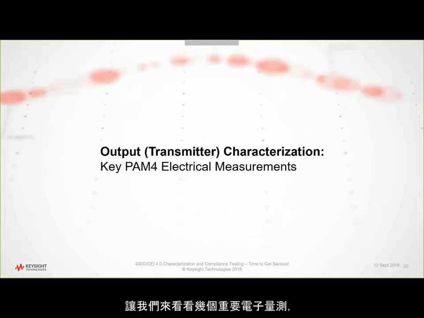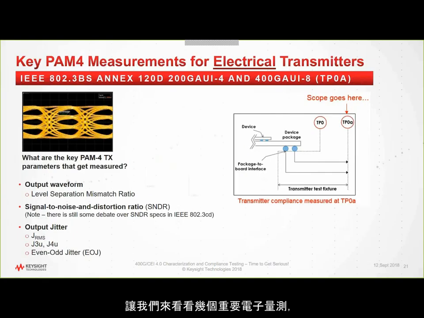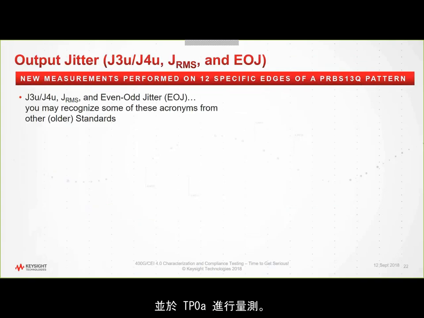So looking at some key electrical measurements, as an example at TP0A for 802.3BS, there's level separation mismatch ratio or linearity, there's SNDR, and several key measurements around output jitter, JRMS, J3U, J4U, and even an odd jitter. And you can see that those measurements are made at the end of a test fixture, TP0A. You can't reliably measure at TP0, so the standard allows for a certain amount of loss and reflections, and the measurements are actually made at TP0A.